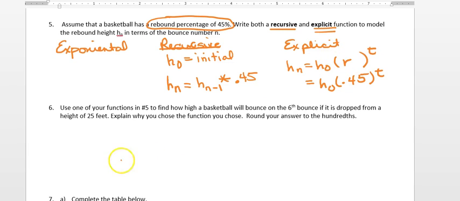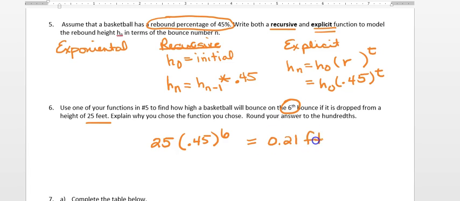All right, so down here in this problem, it says using this value, find what it is after the 6th bounce. So your initial value, they're telling you, is 25 feet. So that would be 25 times 0.45 raised to the 6th power, which is 0.21 feet.